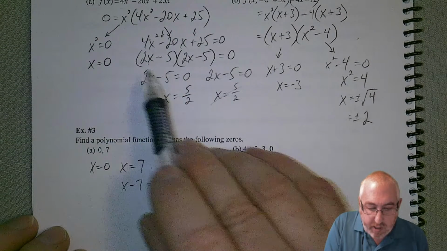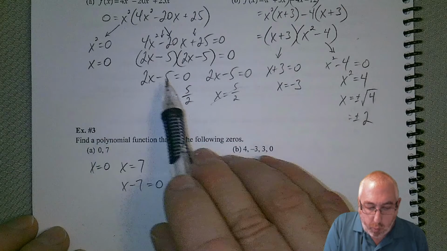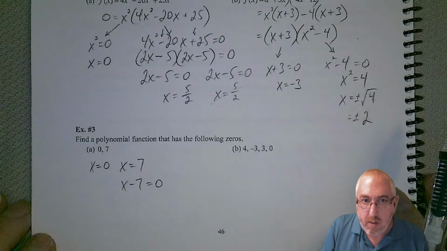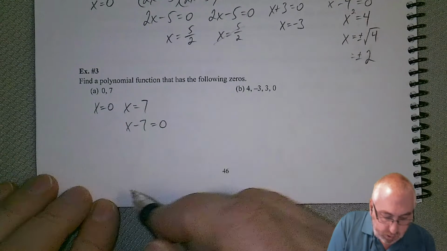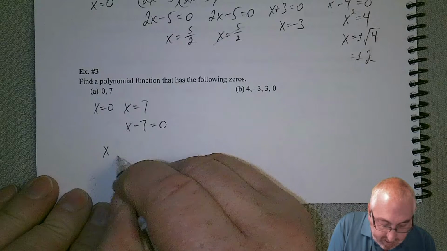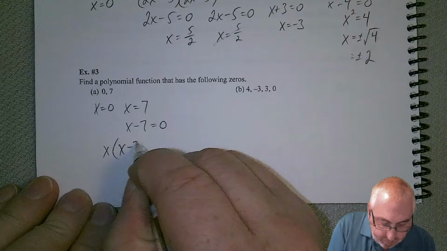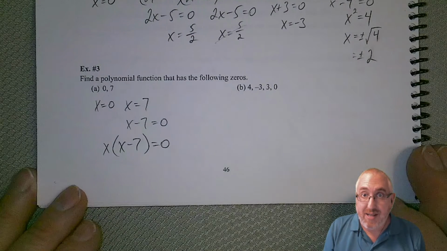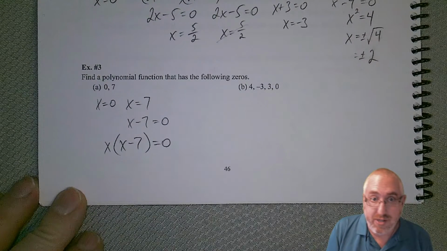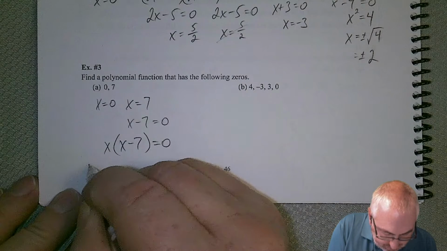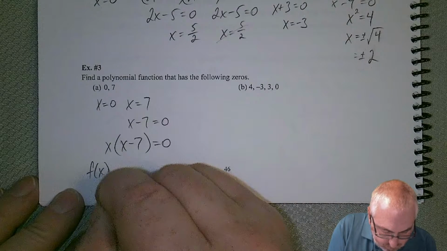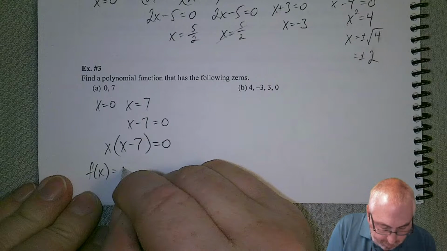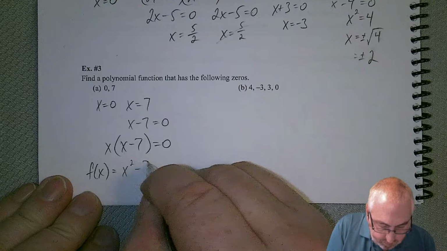Once we had them separated so that both of them were equal to 0, we could now put them together and set it equal to 0. So we're going to take the x and the x minus 7 and set it equal to 0. And now the last step is to get rid of the 0 and change it to f of x. If you wanted to multiply that through just to make it look pretty, you could, but you could also just have left it and it would have been fine.